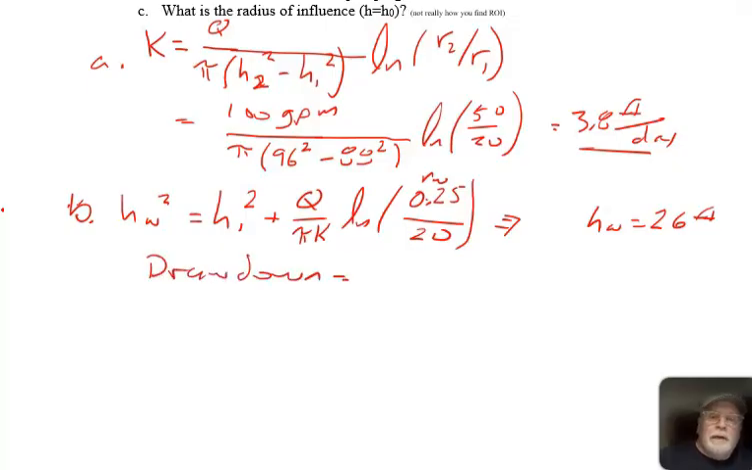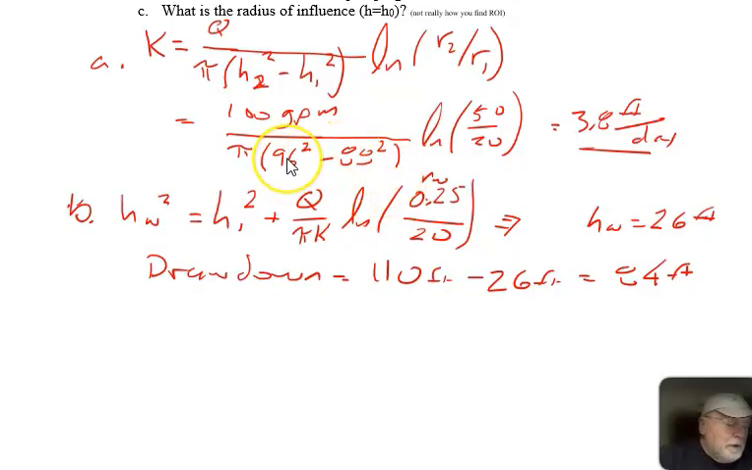So the drawdown equals 110 feet initial head minus the 26 feet final head equals 84 feet. So it's 84 feet at the radius of the well. At a radius of 20 feet, it's 110 minus 88, which is 22 feet of drawdown. At a radius of 50 feet, it's 110 minus 96, a drawdown of 14 feet. So part C, what is the radius of influence?